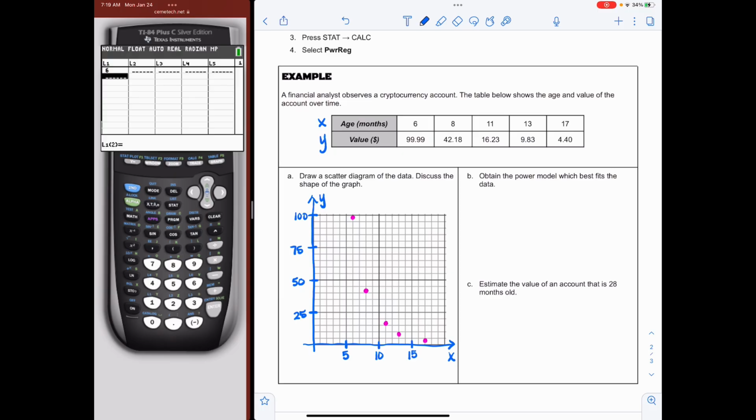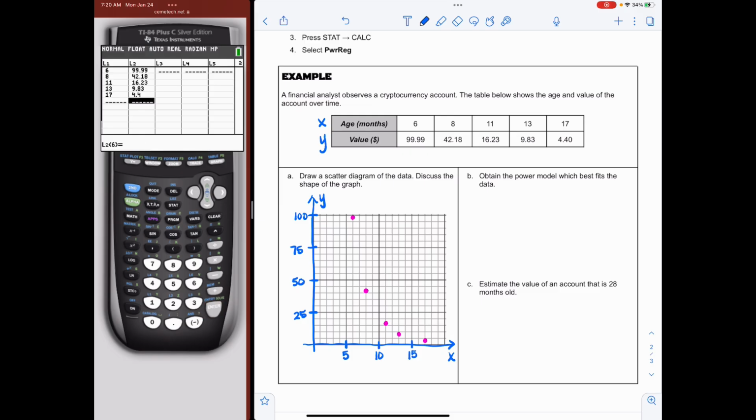So 6, 8, 11, 13, 17. And then we're going to go over, we're going to do 99.99, 42.18, 16.23, 9.83, and then 4.40.